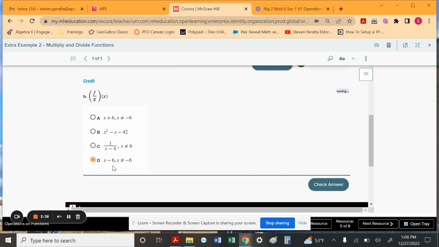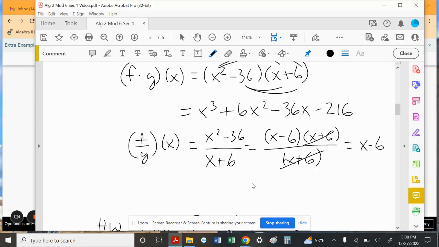So notice that it has a little bit of a caveat here. So x is not equal to negative 6, and let me explain why. So notice here, because we were dividing by x plus 6, we can never have this become 0. And since this is part of the original problem, x can never equal negative 6, because if we had negative 6 plus 6, that would give me 0, which means that we would be dividing by 0.